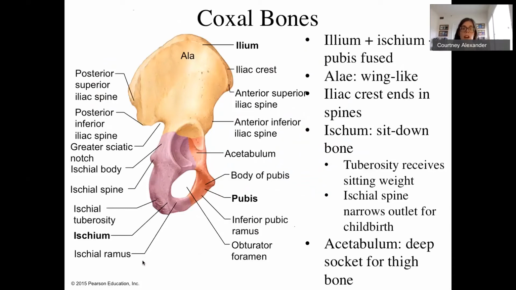The alae are the wing-like parts. They're what you feel when you put your hands on your hips. And the iliac crest ends in an iliac spine. The bone that you brush against when you sit down, this is the ischium, and the tuberosity is the part that actually receives the sitting weight. The narrowest part for women for childbirth is formed from the ischial spine, or this bump right here. The acetabulum, this is that deep socket for our femur.